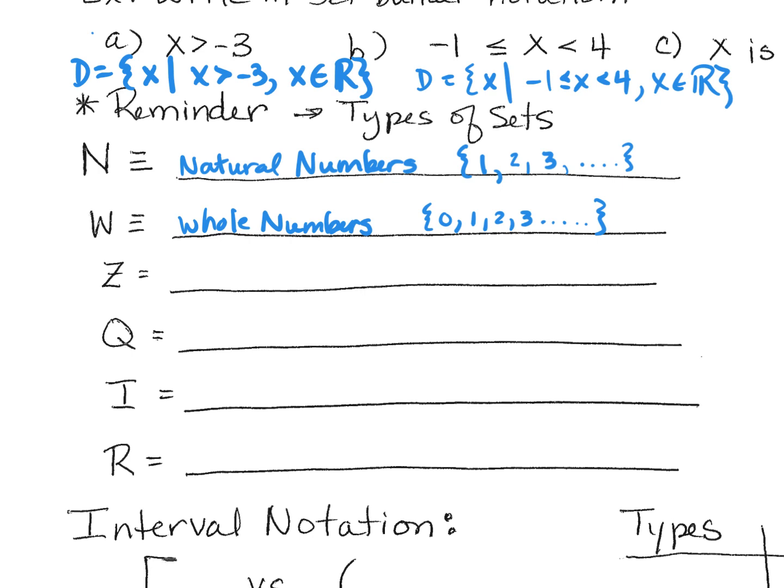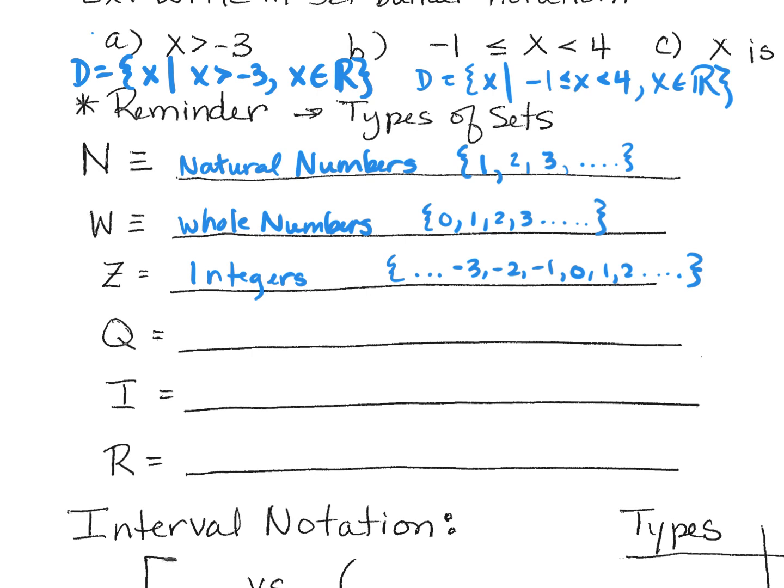Z stands for integers. And somebody always says, why not I? Well, because it was already taken up before they got to the integers. And integers sounds like Z. So, dot, dot, dot, -3, -2, -1, 0, 1, 2, and so on the other direction, right? Those are all the tick marks on the number line.